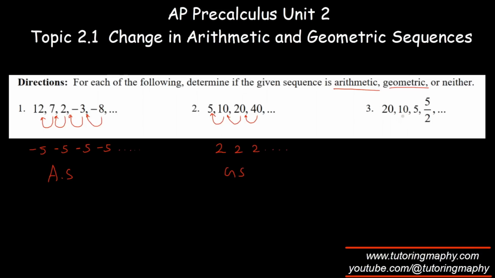Here also it looks like a ratio. 10 divided by 20 is obviously 1/2. 5 divided by 10 is also 1/2. Then 5 over 2 over 5: the 5 and 5 are gone, and on the top I have 1 over 2. So you understand that 1 over 2 over 1 is just 1 over 2. I basically use keep, change, flip. So this is also a geometric sequence because the ratio is the same.